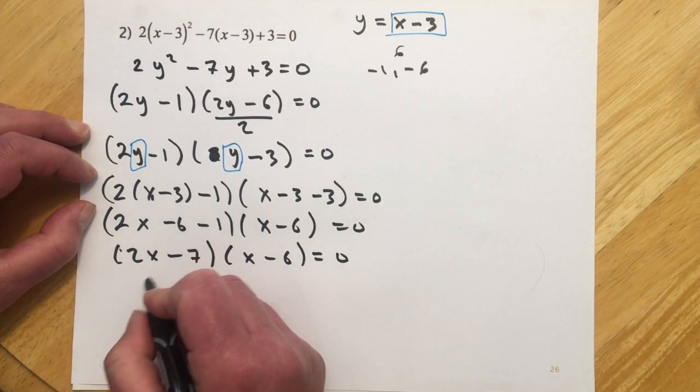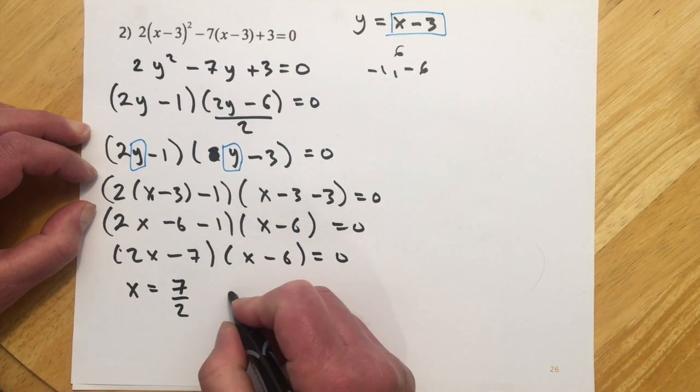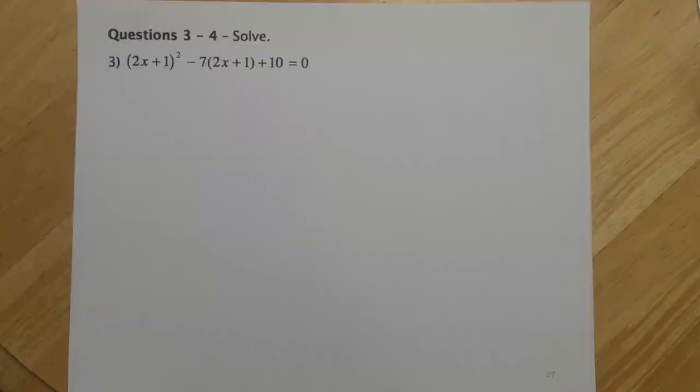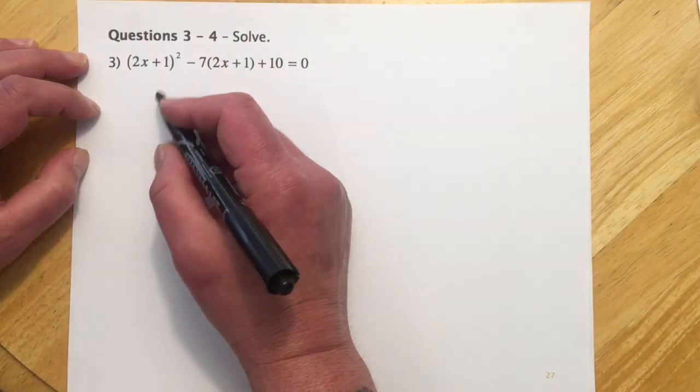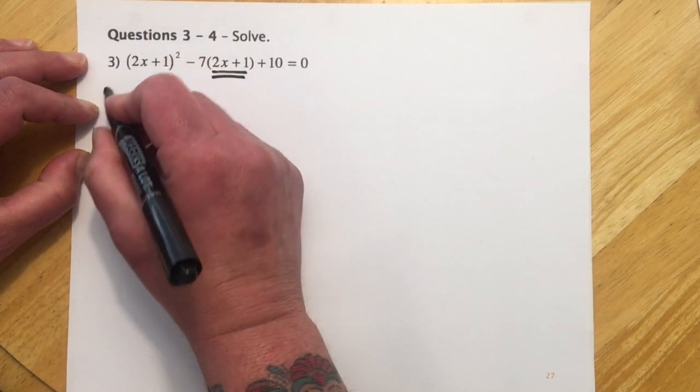So once we're there, then we can just go x equals, bringing the 7 over, 7 halves, and x equals 6. Okay, I think this one I will do using this to factor because it has a 1 up front.